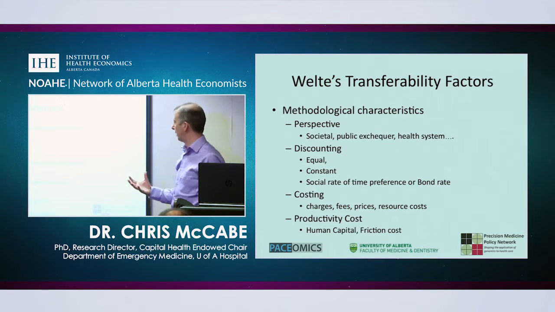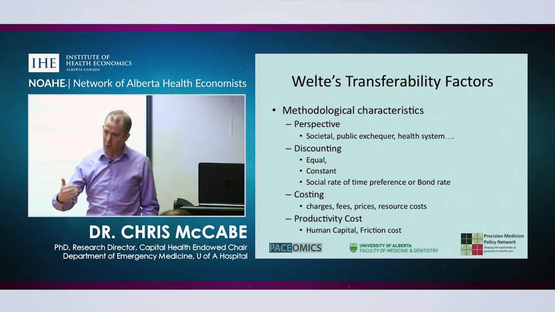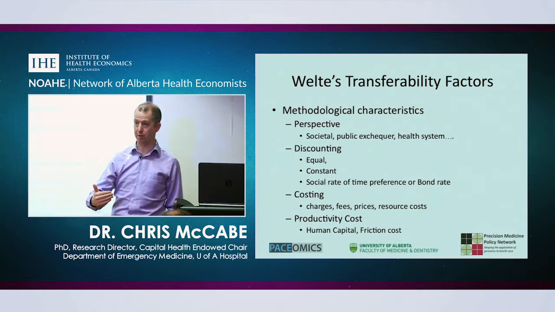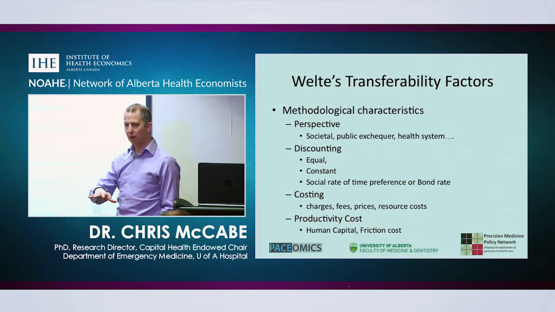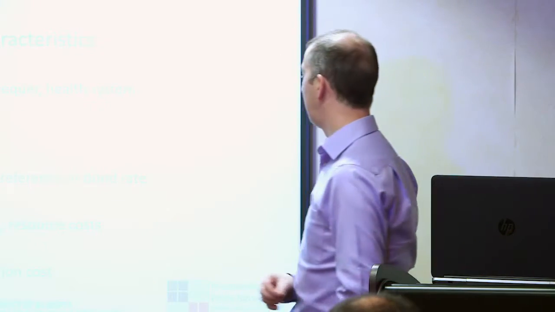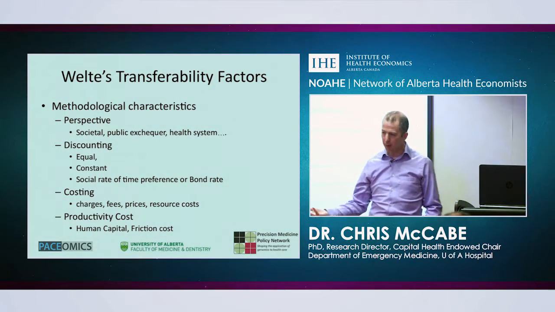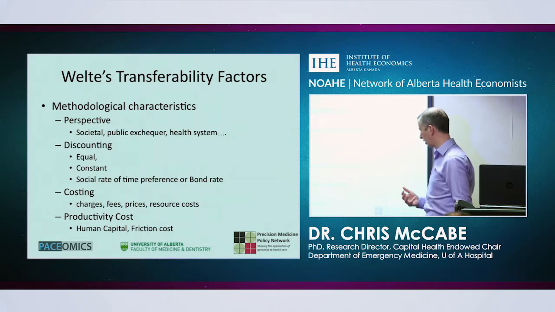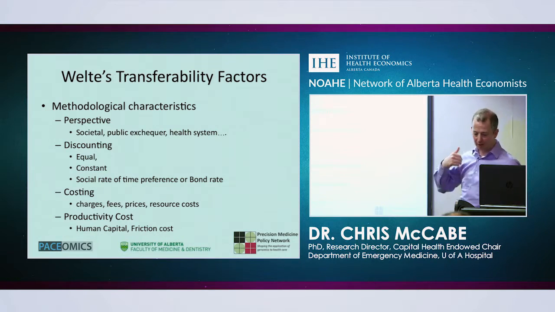How have they approached costing? Have they used charges or fees? Have they used prices? Or actually, have they used the correct resource costs? What have they done? And is what they've done consistent with what is good practice in the health system that you're working for? And how have they dealt with productivity cost? Have they looked at it from a human capital approach or from a productivity friction cost approach? These are the methodological questions that you ask. And the question is, how have they done it? And is that how we do it here? Is that our best practice?